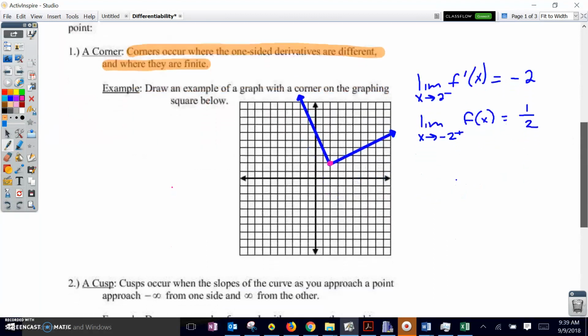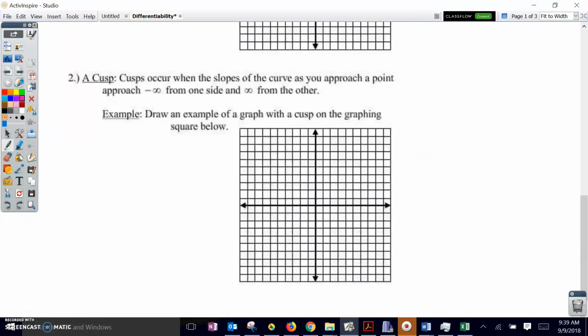Alright. The second kind of non-differentiability we might see is what's known as a cusp. Cusps happen when the slopes of the curve as you approach a point approach -infinity from one side and +infinity from the other. So let's say that the limit as x approaches 3 from the left of the derivative is -infinity, but the limit as x approaches 3 from the right of the derivative is +infinity.